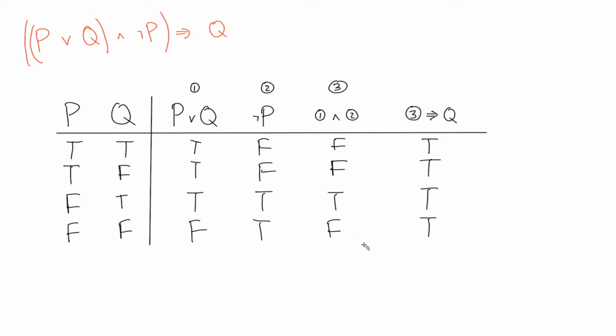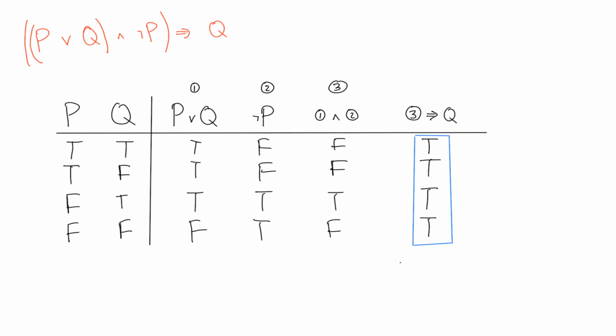What I can see as a result of doing this truth table is that I have a true output in every row. So this final column here, which represents the truth values of this formula that I started with, is true in every row. Whatever my inputs are, whatever the truth values of P and Q are, then this formula, which says P or Q and not P implies Q, that's true.